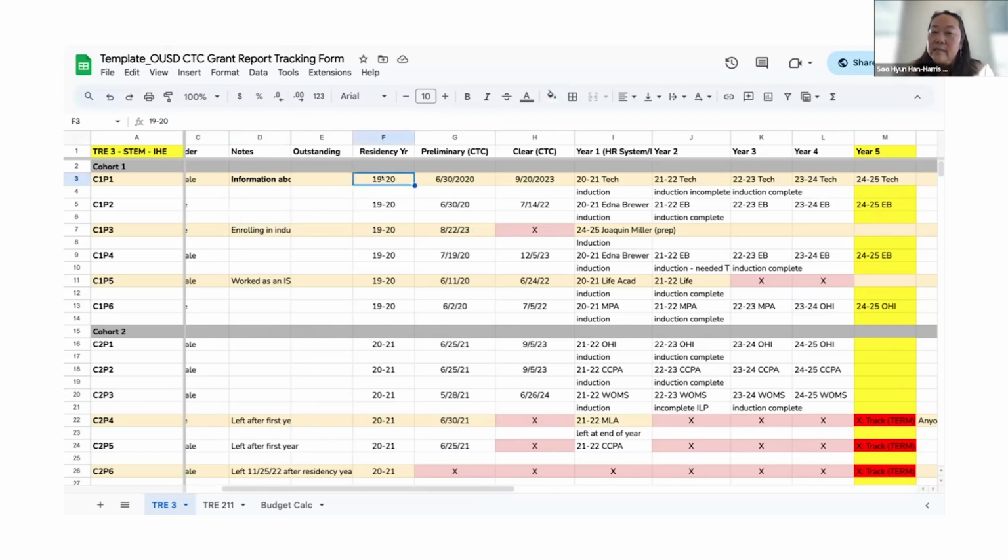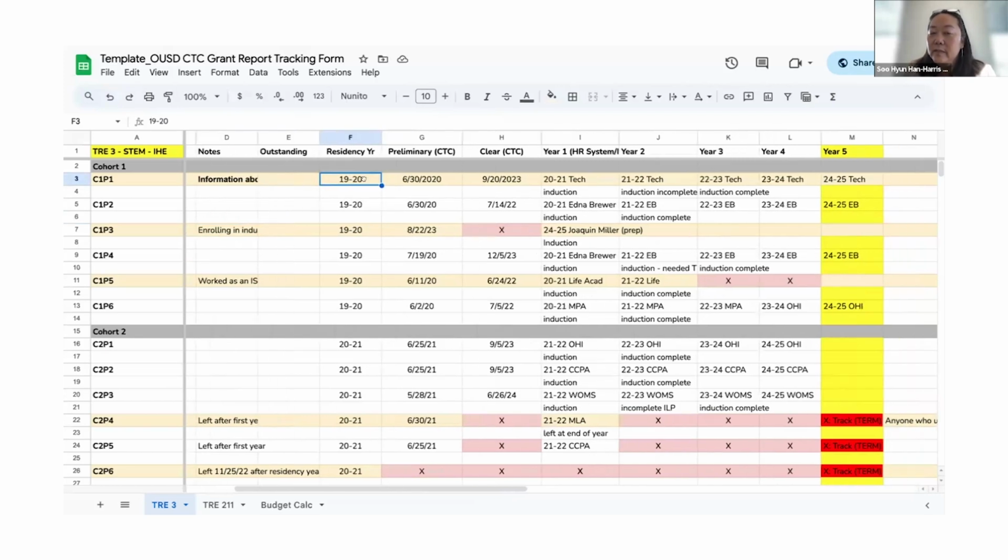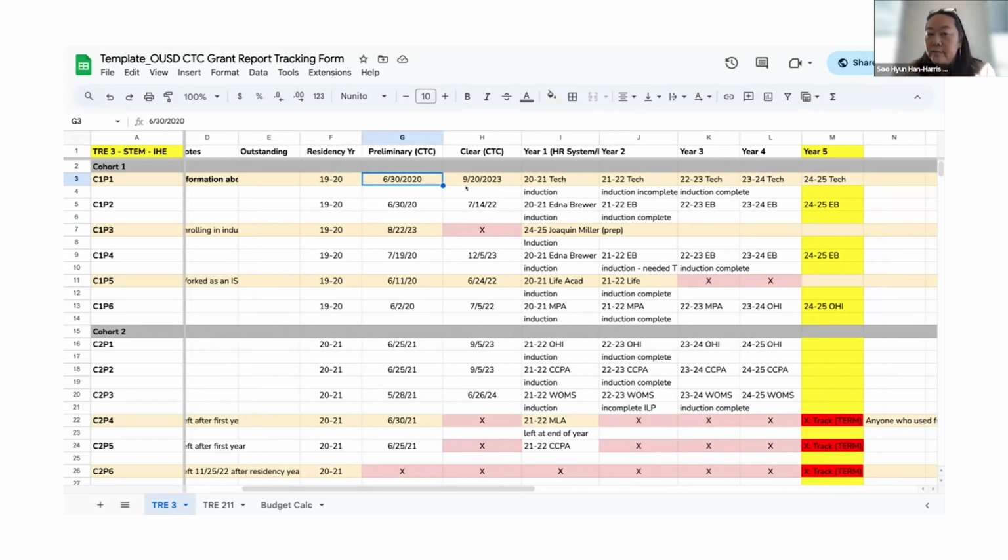And then the residency year is the year that they were in their placement. And then after the residency year, I check on the CTC dashboard. And because I'm in HR, I have access to our internal systems. So if I have a resident who has a fairly common name, I can do secure searches on the CTC. So this is where I get their preliminary issuance date information, as well as their clear issuance date for column H.